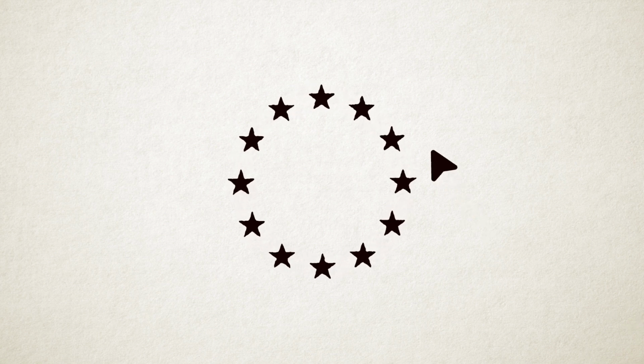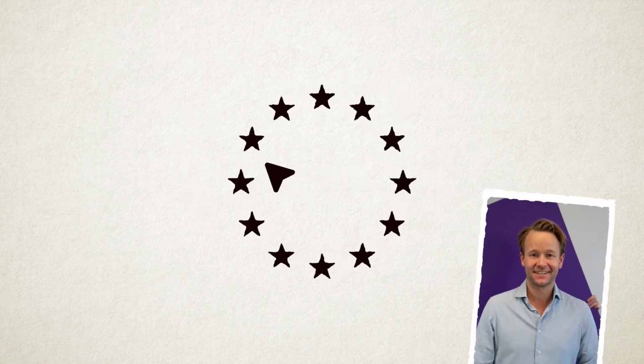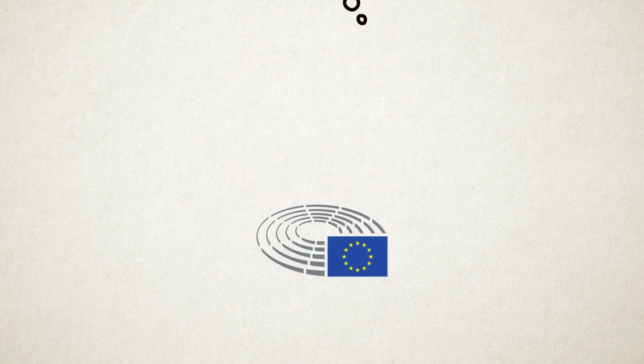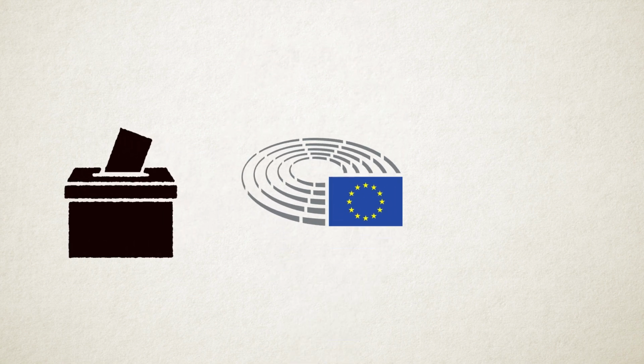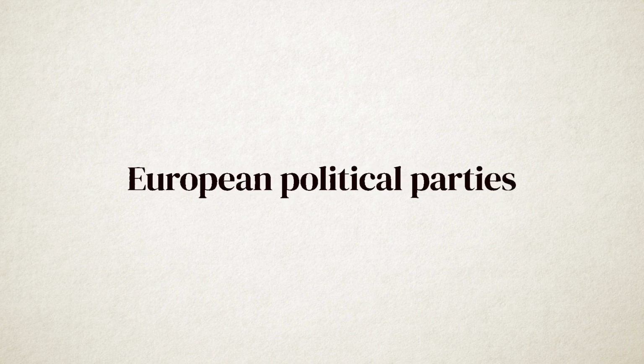In this two-part video, we will run through the main changes needed to fix the European Union, according to Reinier van Lanschot. So, over to you, Reinier. In this first video on how to create a true European democracy, we will discuss the European Parliament, its elections and its parties. Starting with European political parties.